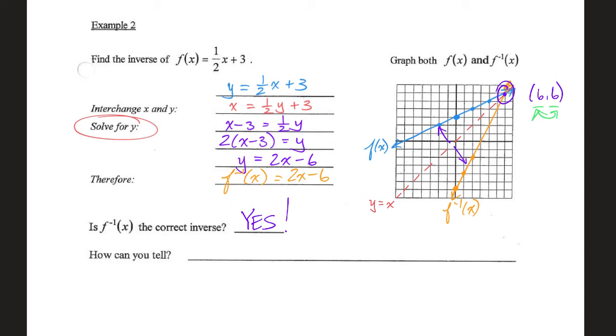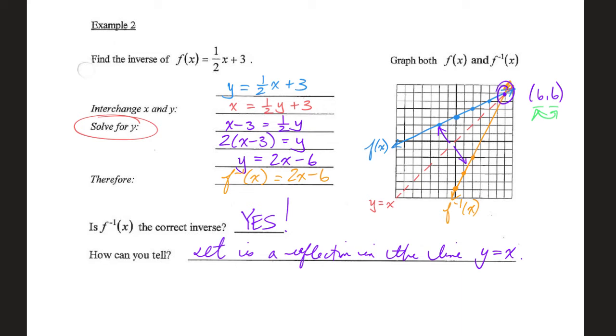So how can we tell? Well, we can tell because it is a reflection in the line y equals x. And there we go.